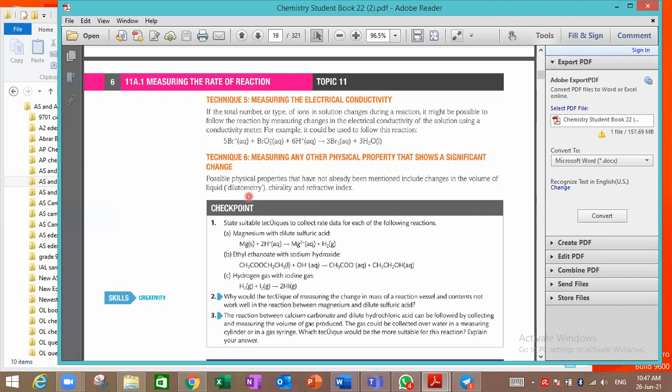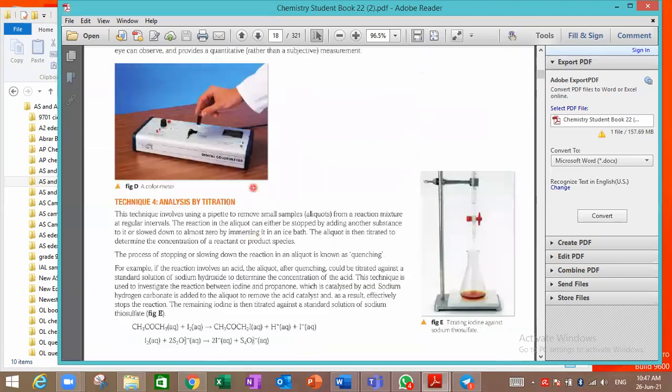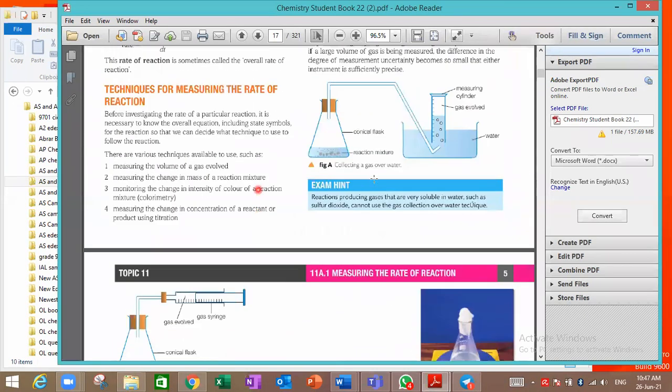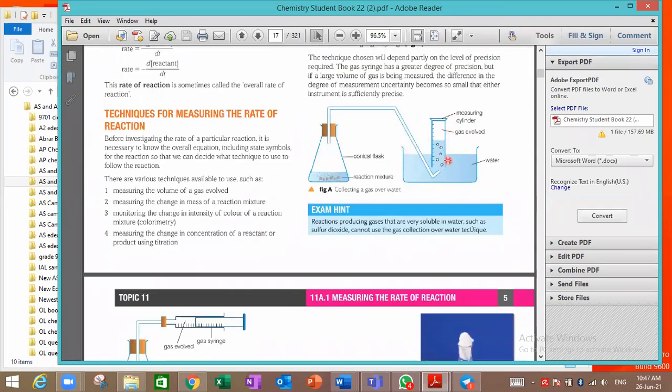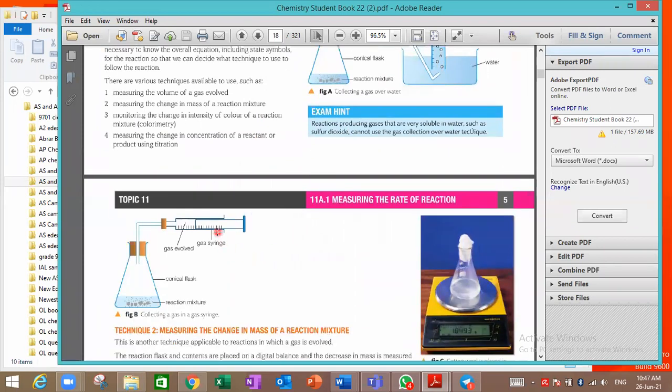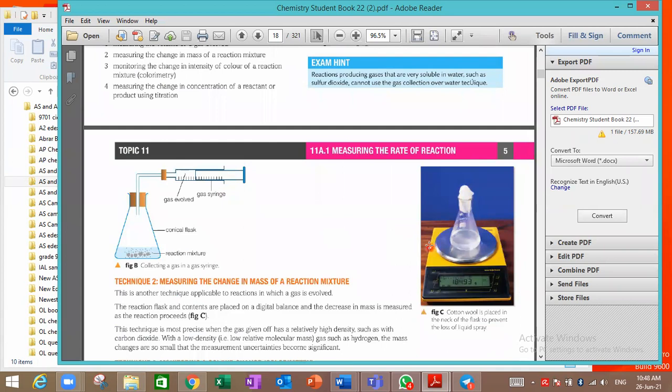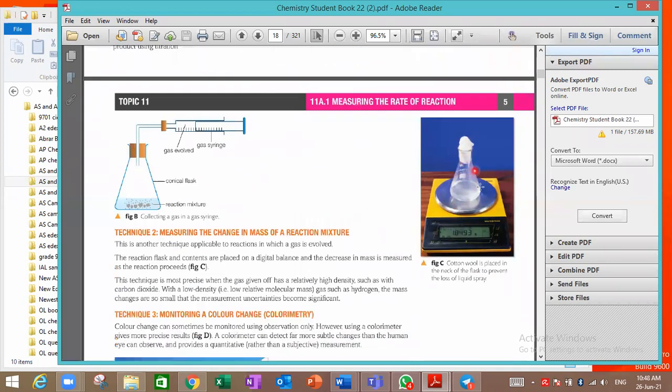Depending on the type of reaction, whether it produces a gas, then we can measure the volume of the gas either by this technique or by using a gas syringe, or if there is a difference in mass produced, we can follow the rate of the reaction by this method.